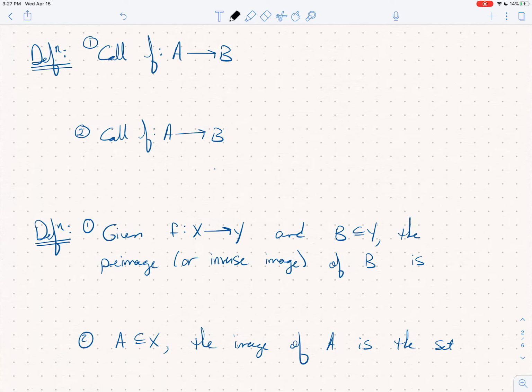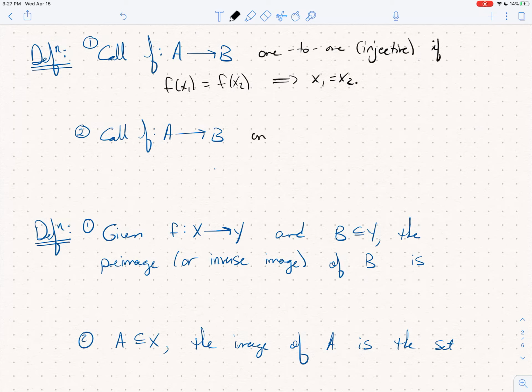So I want to call f a function from A to B. I'm going to call it 1 to 1. You'll also hear the word injective, so 1 to 1 injective, if whenever f of x1 equals f of x2, then you can conclude that x1 is equal to x2.